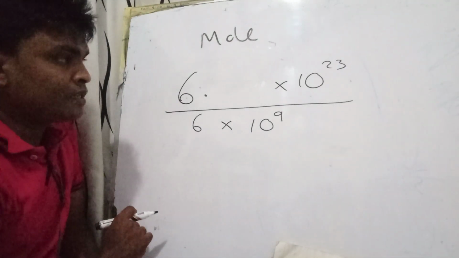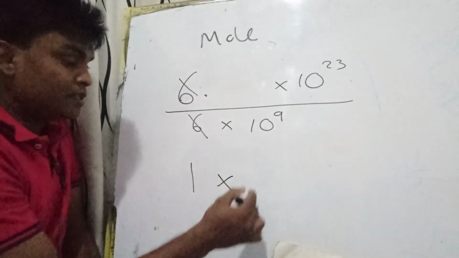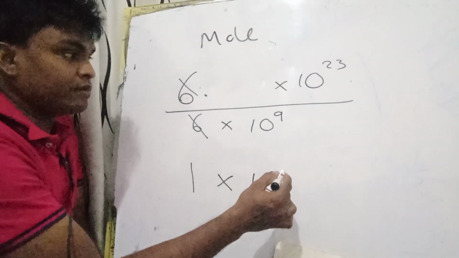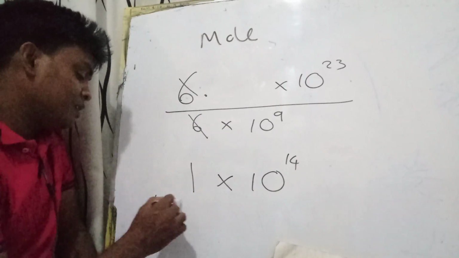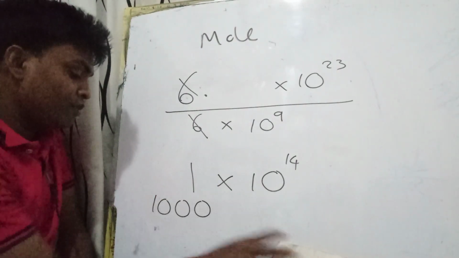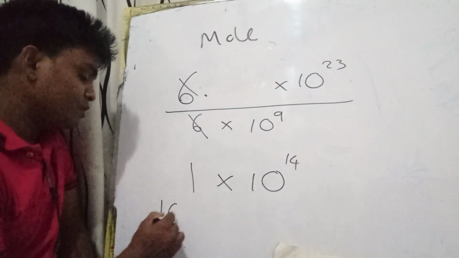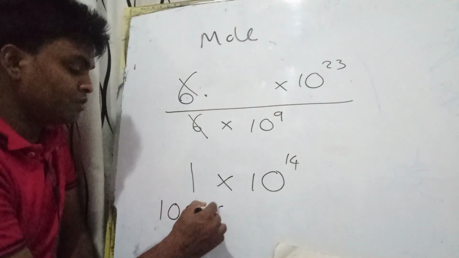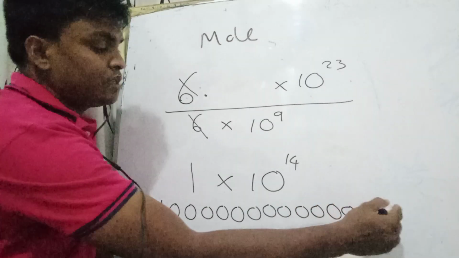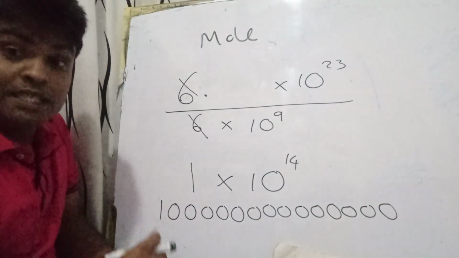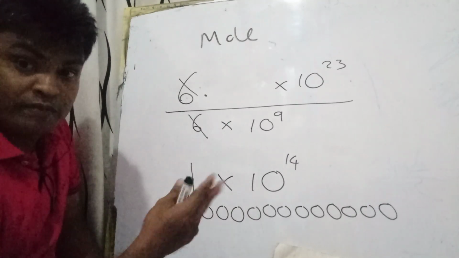Right. So now what is the answer? 6 divided by 6 is 1. So how much money will one person have? 10 to the power 14. So each person will have this much money. 1 into 10 to the power 14 means 1 and how many zeros? 14 zeros. 1, 2, 3, 4, 5, 6, 7, 8, 9, 10, 11, 12, 13, 14. This much money each person will have if I divide 1 mole of rupees through the world population.